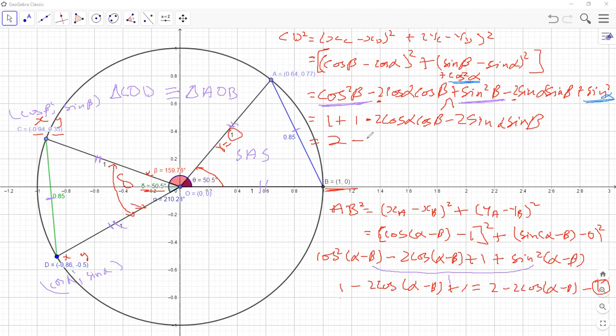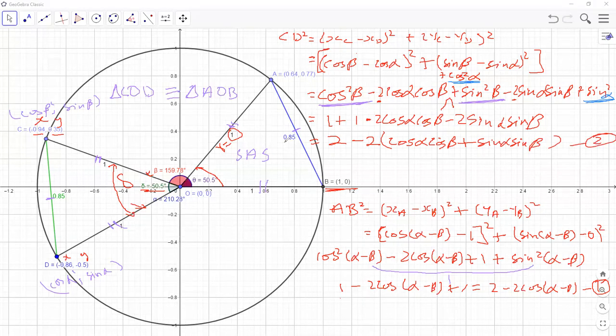So that's what I was saying. I'm going to take out the negative 2 here, then I'm left with cos alpha cos beta plus sine alpha sine beta. Okay, this is equation 2. Now, as we have already established, if AB is equal to CD, then AB squared should be CD squared, and we're going to apply that.